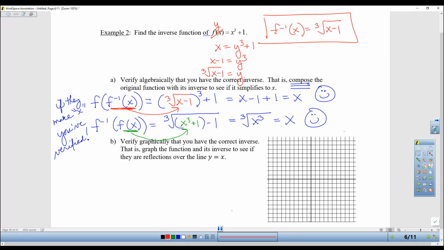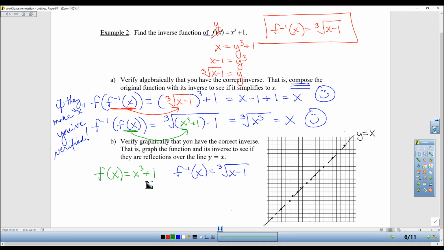Remember that my original function, I'll make that in green, is x cubed plus 1. And then my blue function, f inverse, is going to be the cube root of x minus 1. Don't forget also to graph the line y is equal to x. You can just make it dashed. And you know you've done it right if it reflects.